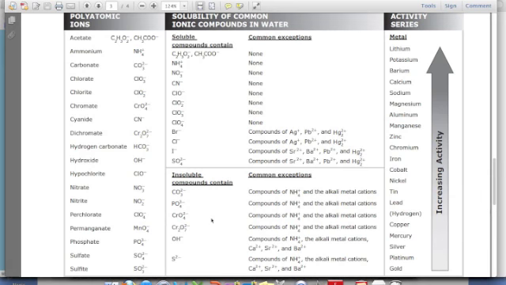Notice at the top it says these are soluble compounds. On the bottom it says insoluble compounds. And both of them will include exceptions. So we really have to pay attention here as we look at this.